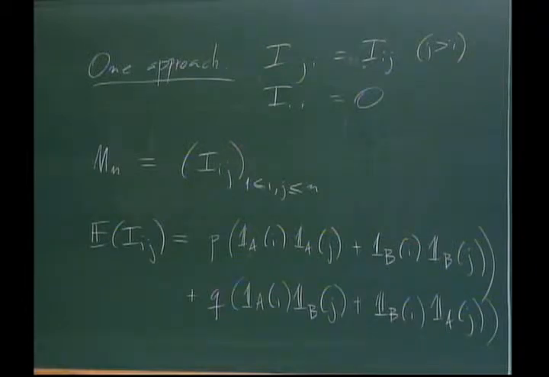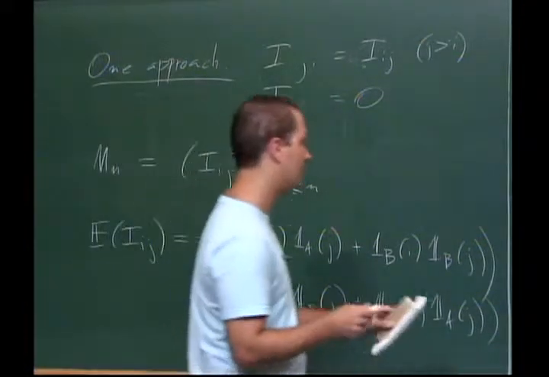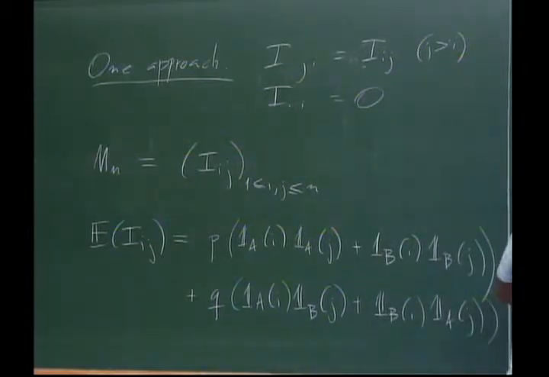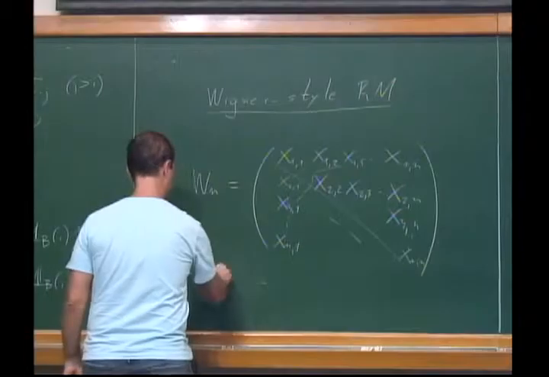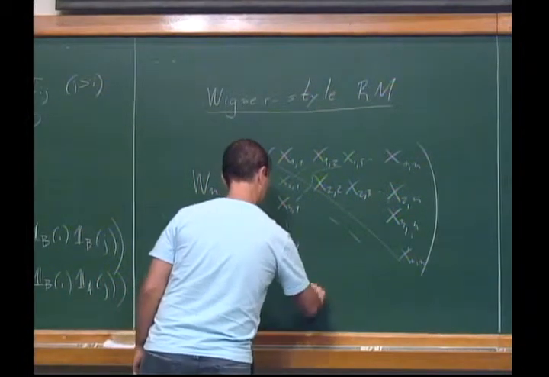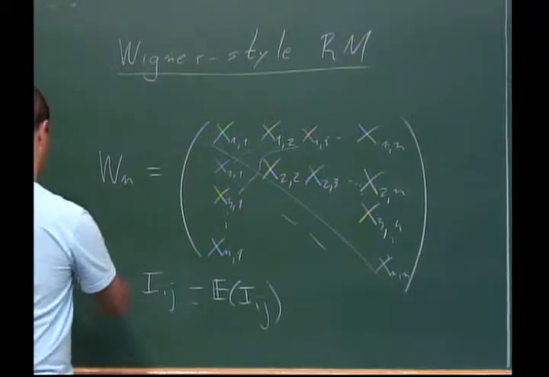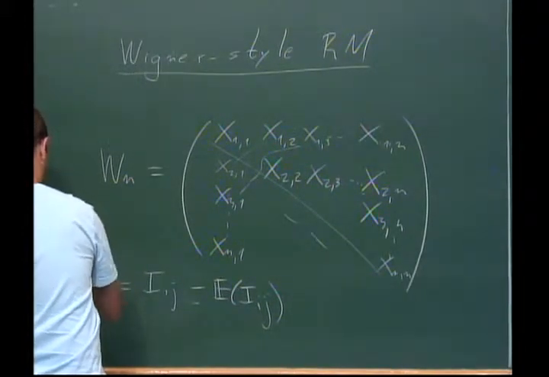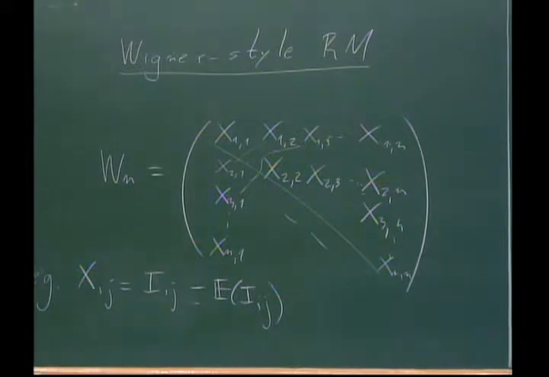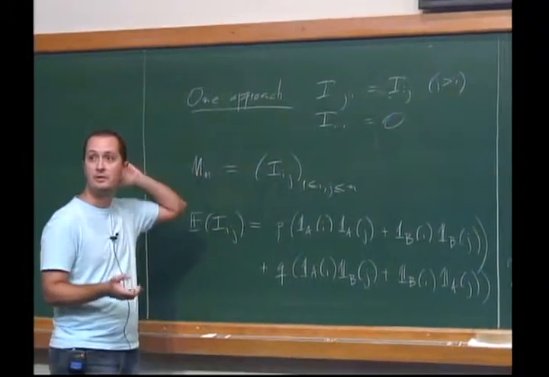But there's something else that's sort of hiding in here. So now we have a good Wigner matrix, which would be the matrix where x_ij equals the indicator minus the expectation. This is now a valid Wigner matrix, if we take this. Right, but there must be a reason why I introduced this matrix. Remember that the goal is somehow to infer A and B from the matrix here, or from the values of the indicators.